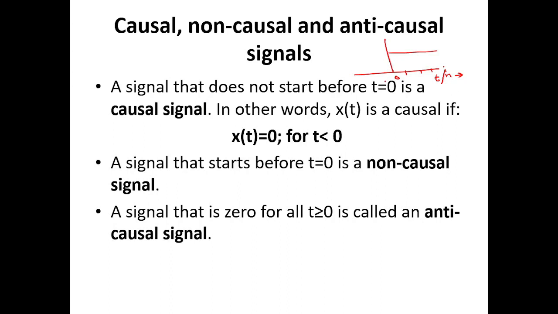Non-causal signals, what happens? When the signal starts before the origin. Okay, let me draw it in blue. If the signal starts before the origin, then it is regarded as non-causal. And anti-causal signals are the signals which are opposite to the causal. In the causal one, the signal started from 0 and went up to infinity. Anti-causal means it will start at 0 and go to minus infinity.